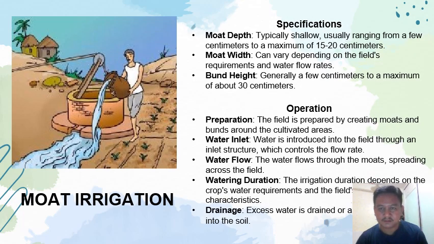What is the specification of moat irrigation? First, moat depth. Typically shallow, usually ranging from a few centimeters to a maximum of 15 to 20 centimeters. Moat width can vary depending on the field's requirement and water flow rate. Bund height, generally a few centimeters to a maximum of about 30 centimeters.